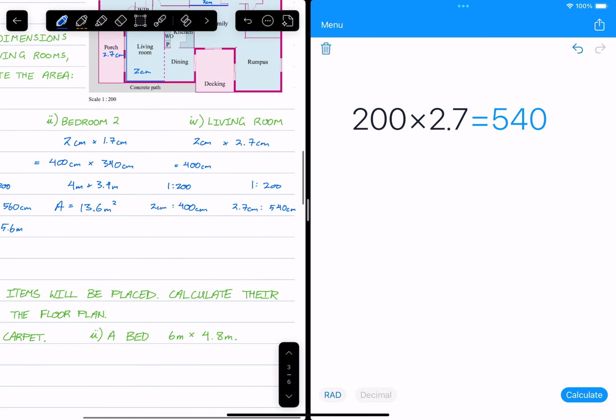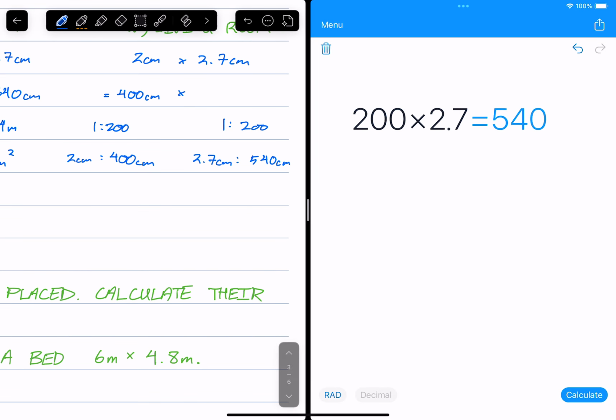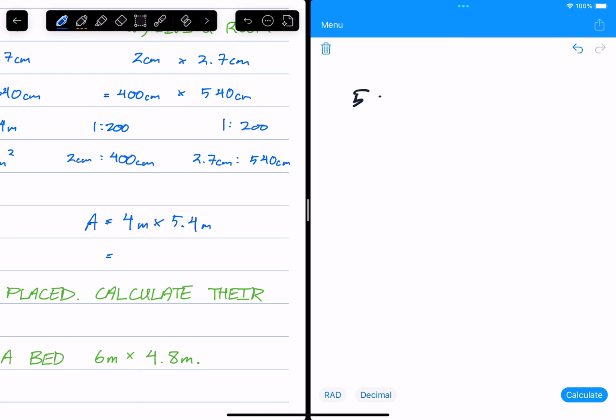In meters now, this is 4 meters by 5.4 meters, which as an area we can calculate. 4 times 5.4 gets us 21.6 meters squared.